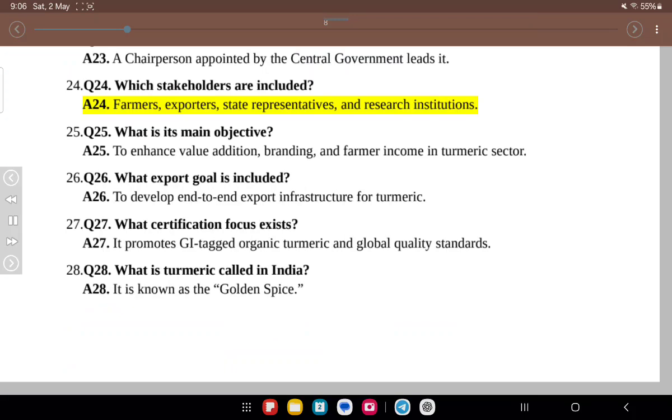Farmers, exporters, state representatives, and research institutions. 25. Q25. What is its main objective? A25. To enhance value addition, branding, and farmer income in turmeric sector. 26. Q26. What export goal is included? A26. To develop end-to-end export infrastructure for turmeric.